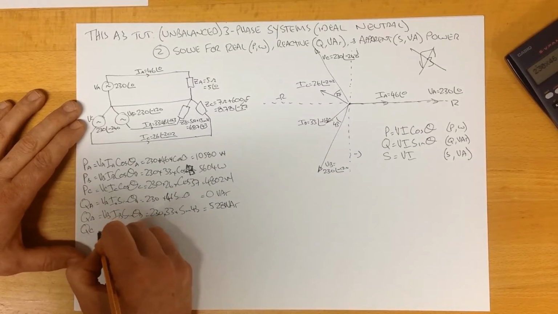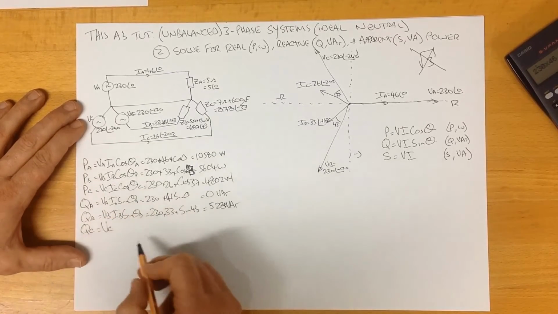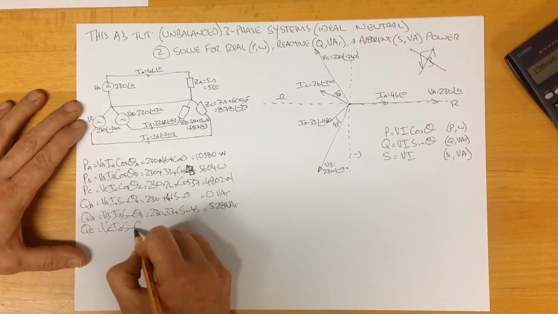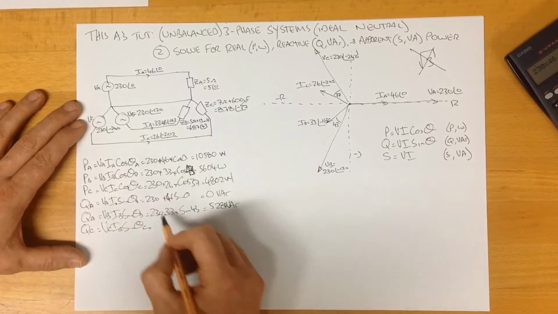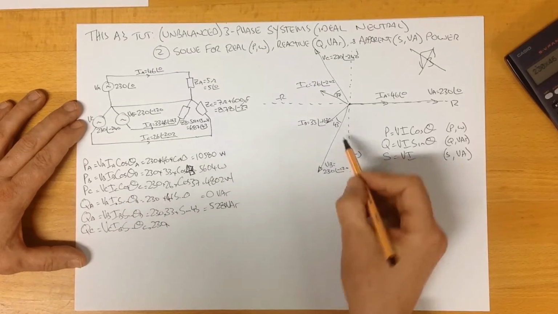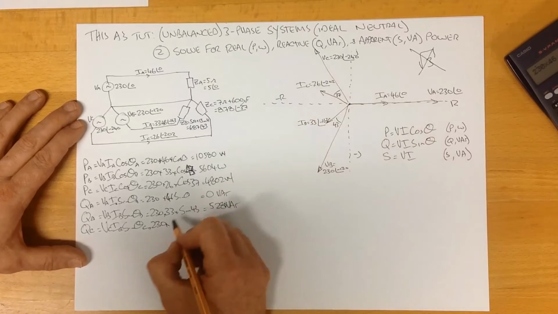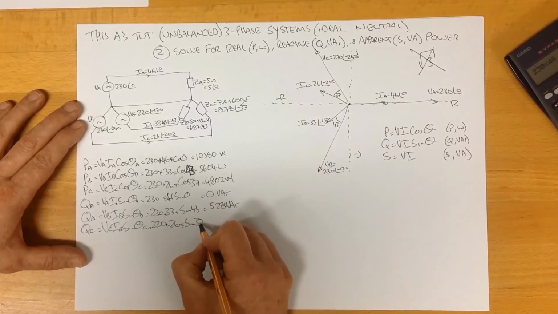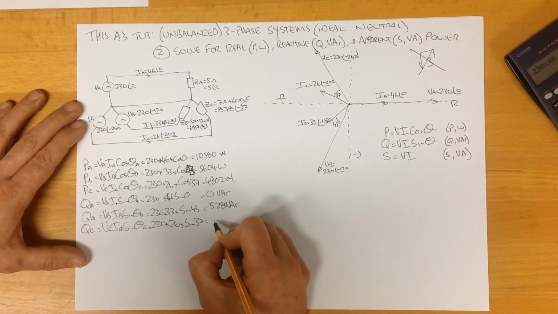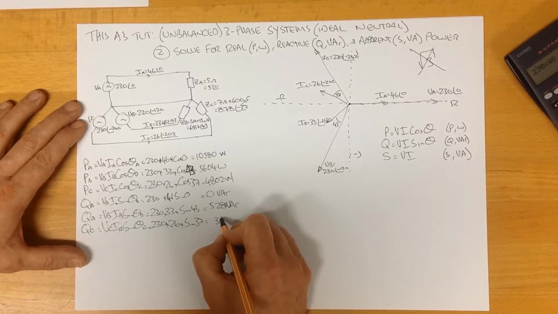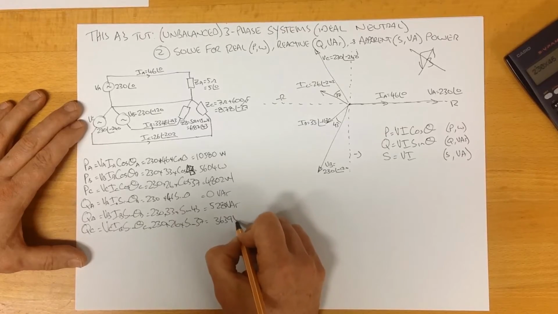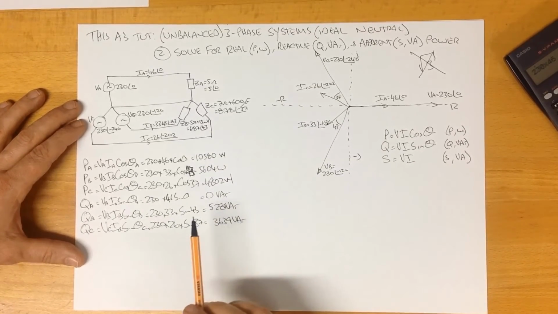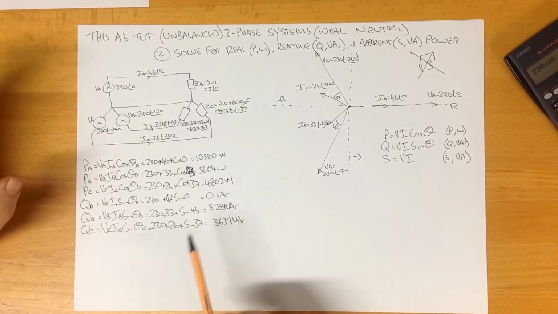QC is the voltage in phase C times the current in phase C times the sine of the angle of the difference in phase C. 230 times 26 times the sine of that angle, 37, and that is 3,639 VAR.